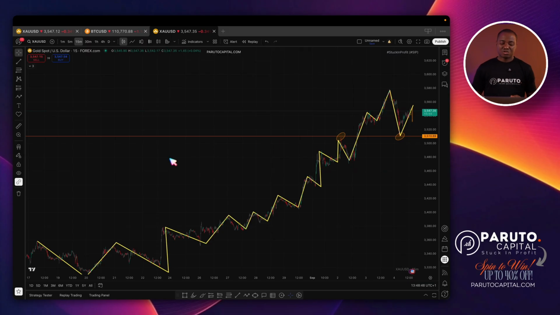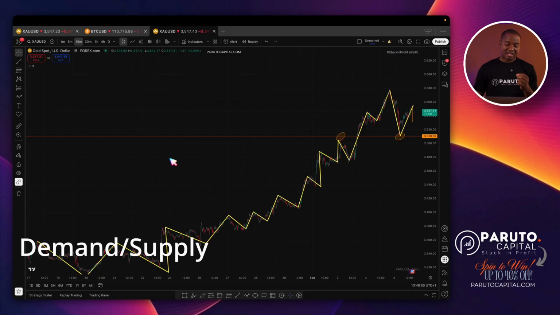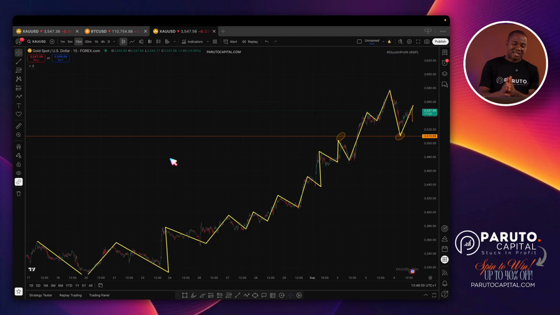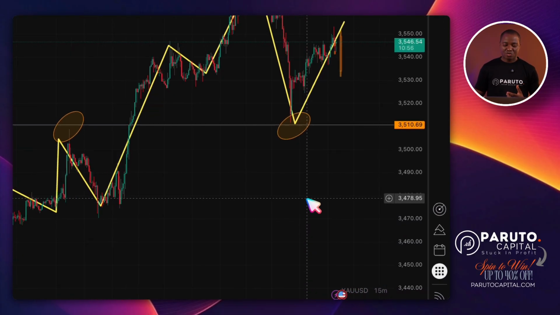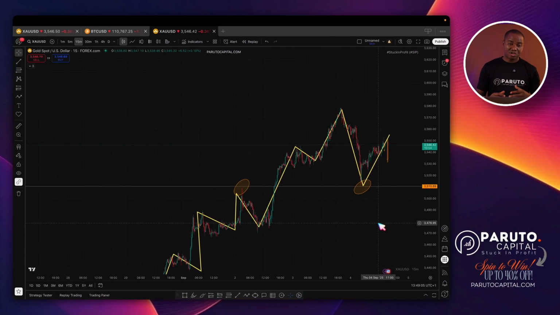Then the second thing you need to do is mark out the demand and supply, or support and resistance. So you mark that out in the market. The market has tried to break this level, but it failed to break that level. When the market comes out to that level, you definitely know that the market will likely react when it approaches that level. So you mark out all of those areas on the chart.